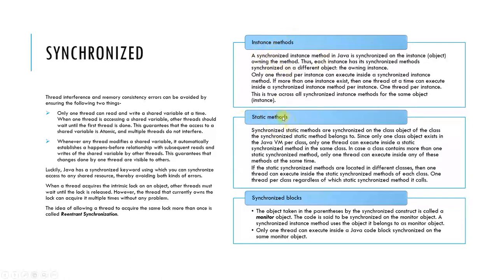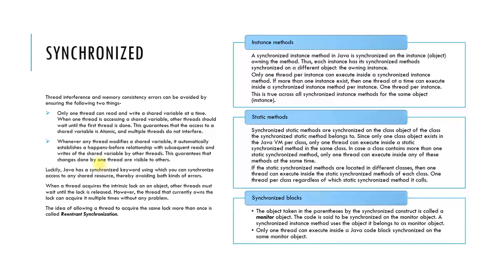In the case of static synchronized methods, the monitor will be just the class of this method. So in this case, interference and memory consistency errors can be avoided by the following two things. Only one thread can read and write a shared variable at a time. When one thread is accessing a shared variable, the other thread should wait until the first thread is done. This guarantees that access to shared variables is atomic and the multiple threads do not interfere.